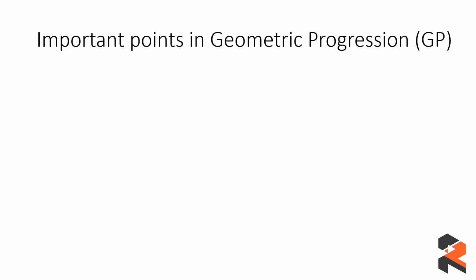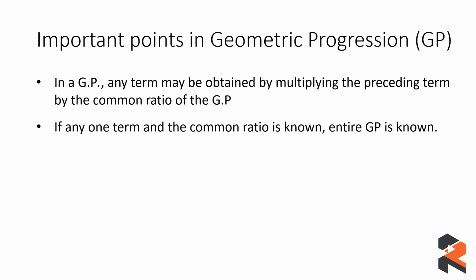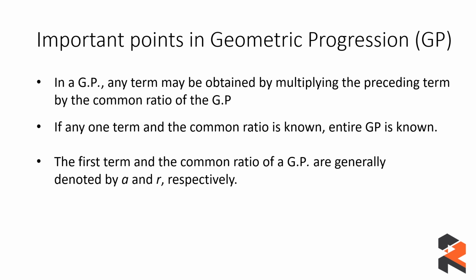Now let's look at some important points in geometric progression which can help you to evaluate your answers in a better manner. In a GP, any term can be obtained by multiplying the preceding term with the common ratio of the GP. So any term which you want to find out, you simply multiply the preceding term with the common ratio and you get the answer. Through this point, you can also infer that if you know any one term and the common ratio, then your entire GP is determined. The first term and the common ratio of a GP are generally denoted by A and R respectively. So you should know about it.